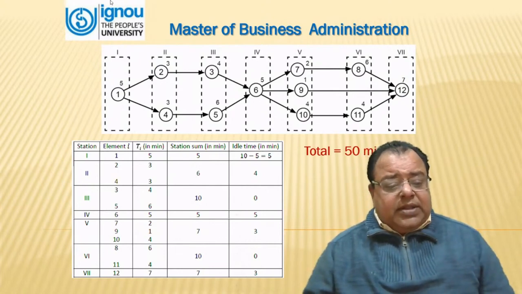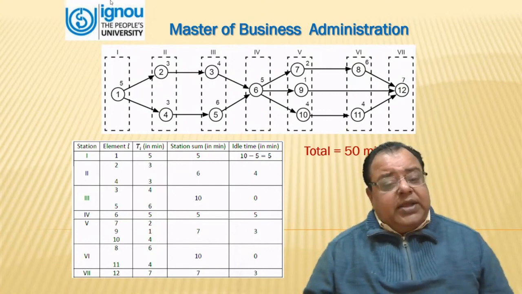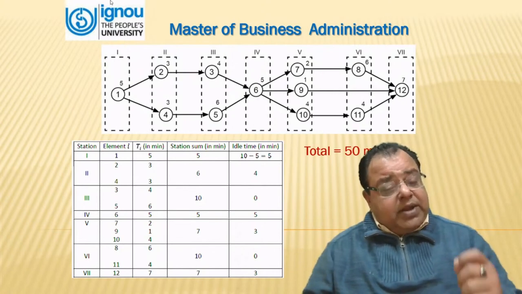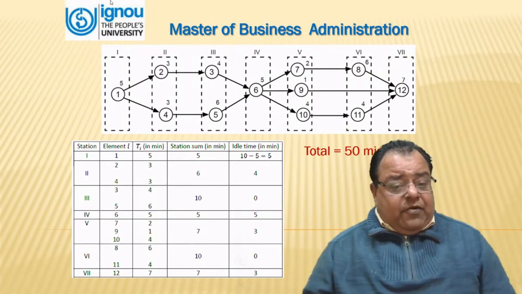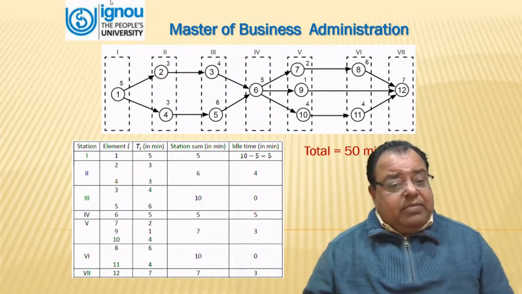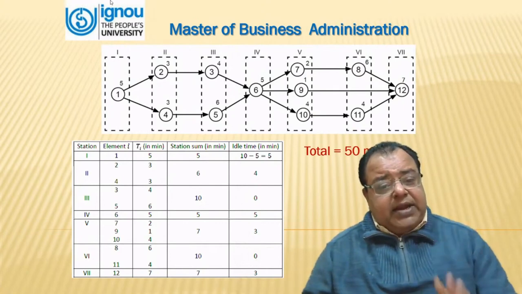Column 1, these are the 7 stations. Column 2 consists of the elements in these stations. Column 3 is specifying the time allotted to complete that particular element. Column 4 is the total sum time of that particular workstation. And column 5 is the idle time.